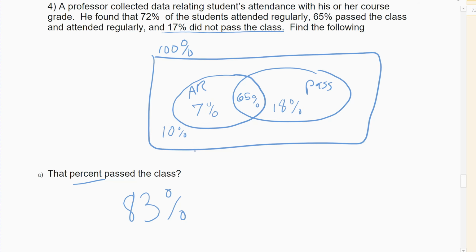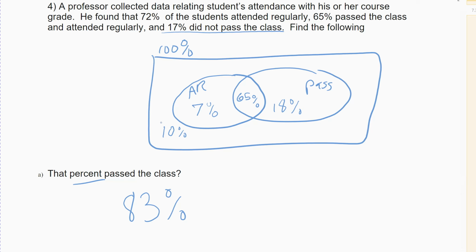Or did not attend regularly. Well, not attending regularly would be this 18% and this 10%. But I don't want to count this 10% again because I already counted it. And so basically, there would be everybody but the 65% in the middle. That would be the 7%, the 10%, and the 18%. So 35% of the students either failed, which would be 17%, or didn't attend regularly, which would be this 28% here. And I don't want to count the 10% twice. Alright, so 35% is the answer using the Venns.